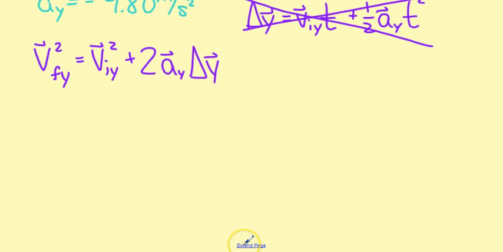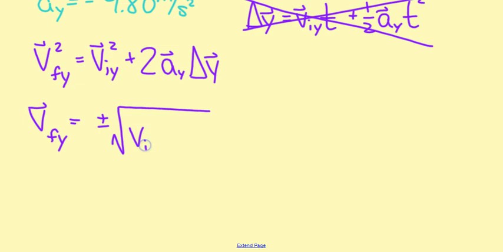I don't have to do much rearranging to solve for v final y. I simply need to take the square root. Now, I'm going to add in something you've learned in math class in the past, and that's the fact that when you're taking the square root of both sides, the value is equal to the positive or negative square root of v initial y squared plus 2 ay delta y. We'll talk about what to do with that plus or minus once we get our number.